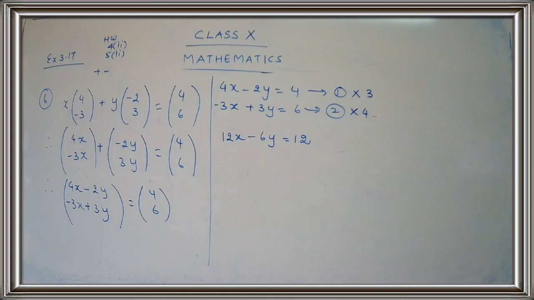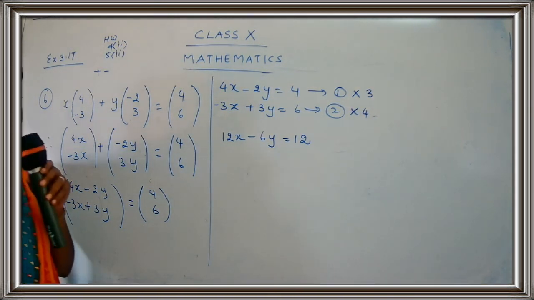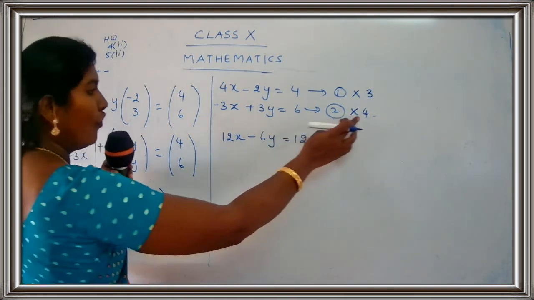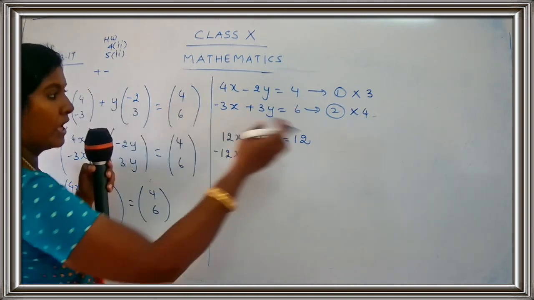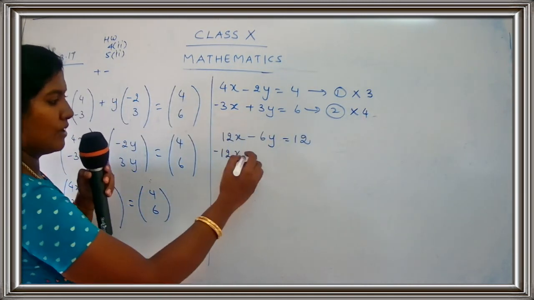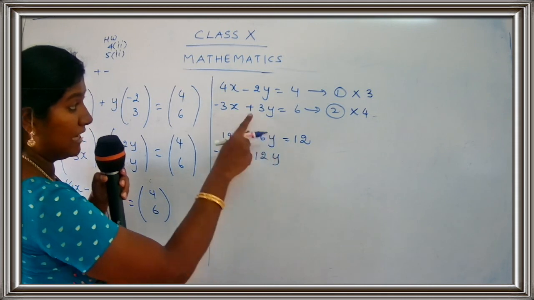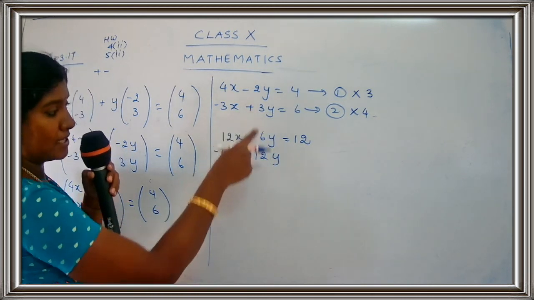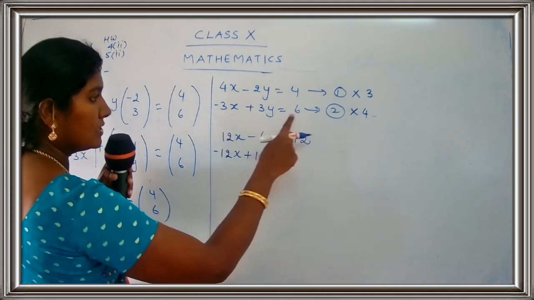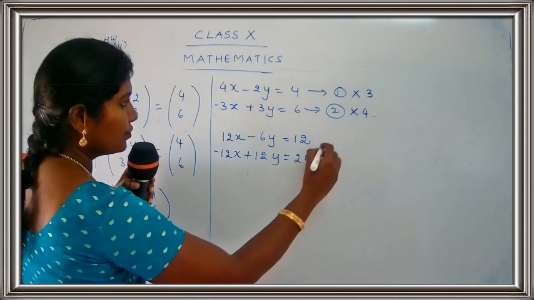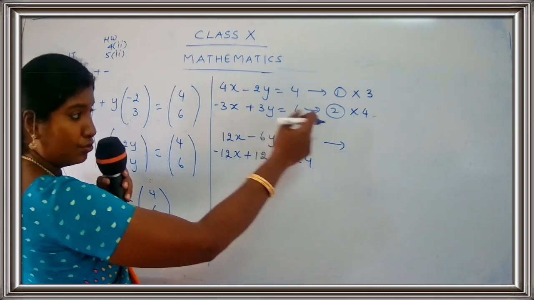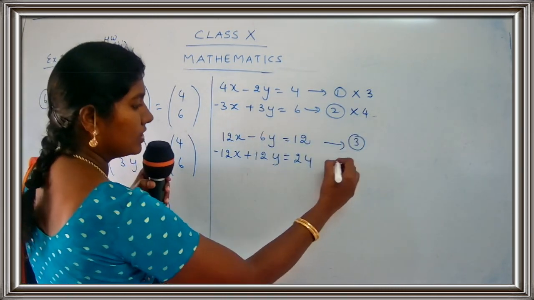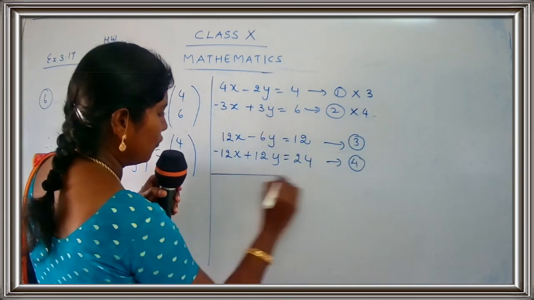Okay, now let us go for the multiplication part. So, what do you get here? I hope you are ready with the answers. Let us check the answers. 4 into minus 3, that's minus 12x. Okay. 4 3s are 12y, plus 12y. Be careful with the sign, children. You have your plus, so plus 12y. 4 6s are 24. So we have got new equations. First I had equation 1 and equation 2. Now we have arrived at equation 3 and equation 4.